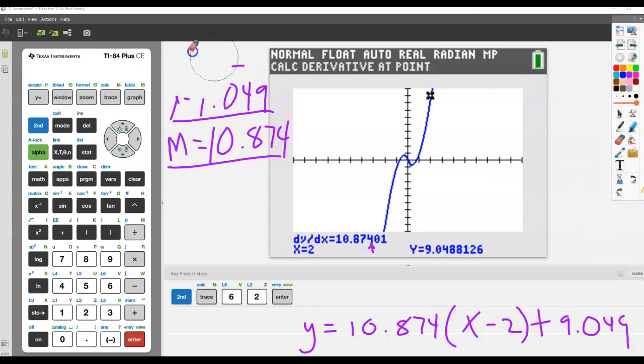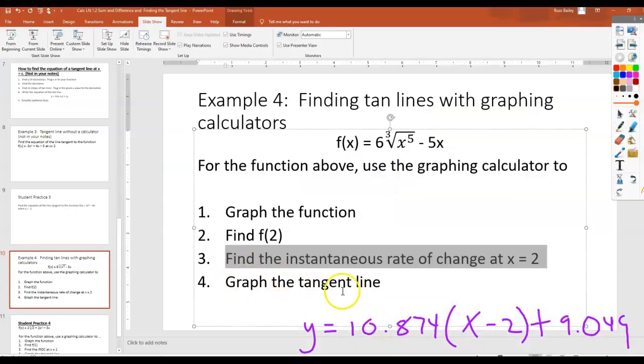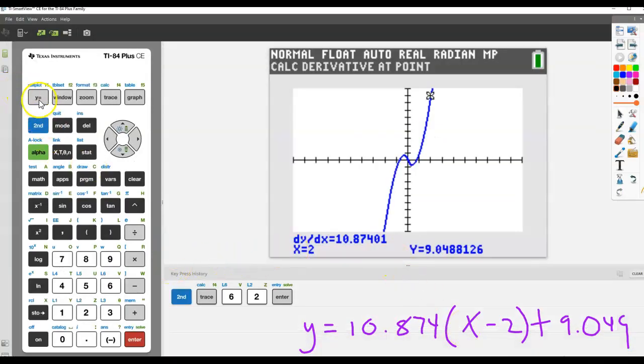And so I'm going to go ahead now and do the last thing that the instructions asked me to do, which is to graph the tangent line. So let's do that as well. We're going to go back to this y equals button now. So go ahead and push y equals.